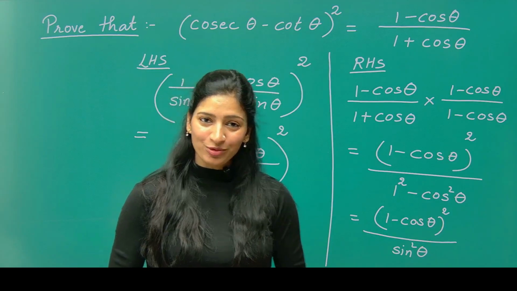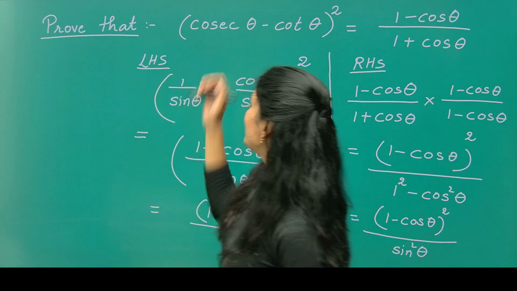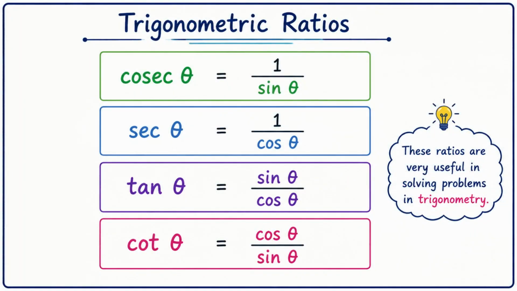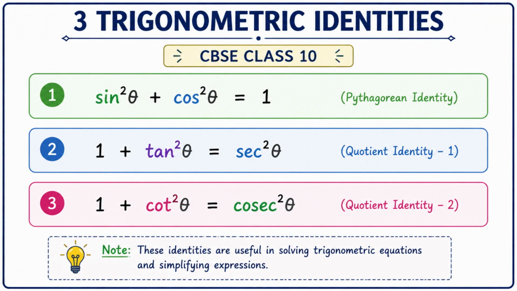So we can easily prove such kind of equations by simply converting the functions in the form of sine and cos. Like if it is tan theta, then write it down in the form of sine theta divided by cos theta. If sec theta is given to you, write it down in the form of 1 by cos theta. And also remember the 3 identities which are given in the 10th textbook.